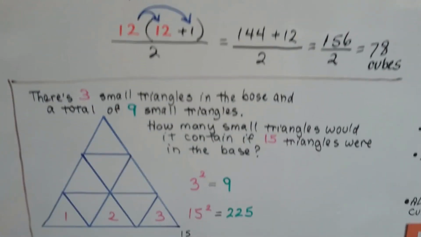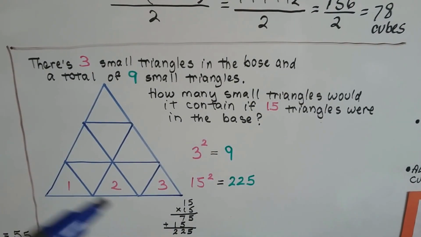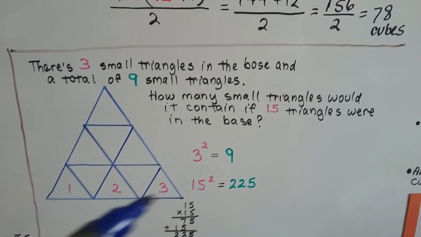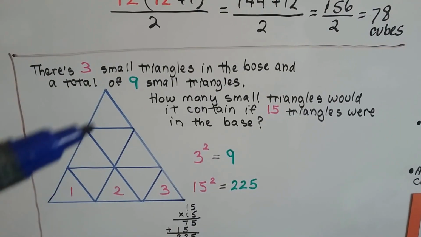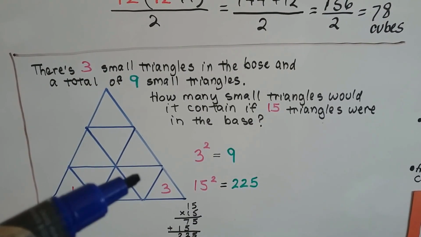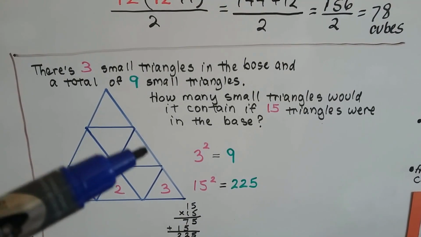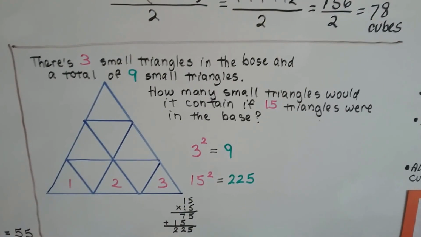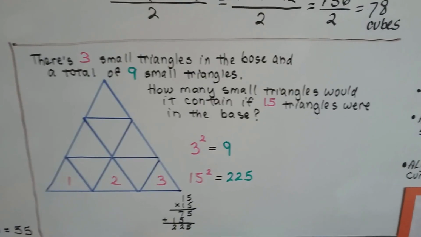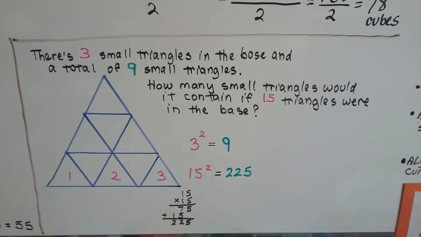Take a look at this one. There's 3 small triangles in the base of this big triangle, and there's a total of 9 small triangles in the whole thing. We've got 3, 4, 5, 6, 7, 8, 9 small triangles. So how many small triangles would it contain if 15 triangles were in the base?